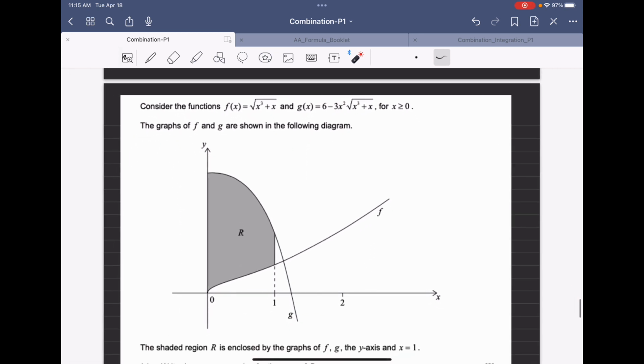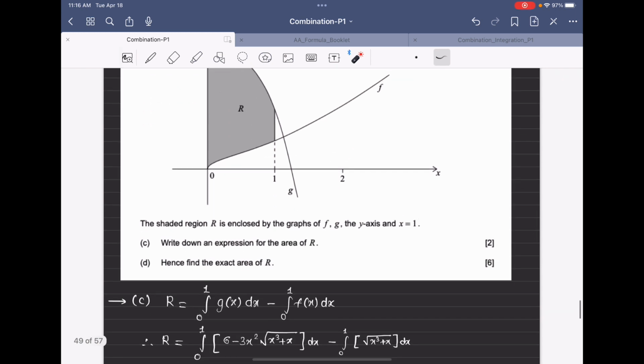Consider the function f of x is equal to root of x cube plus x, and g of x is equal to (6 minus 3x square) into root of x cube plus x, for x greater than or equal to 0, because the square root of a negative number does not exist. The shaded region R is enclosed by the graph of f, the graph of g, x is equal to 1, as well as the y-axis. Write down an expression for R.